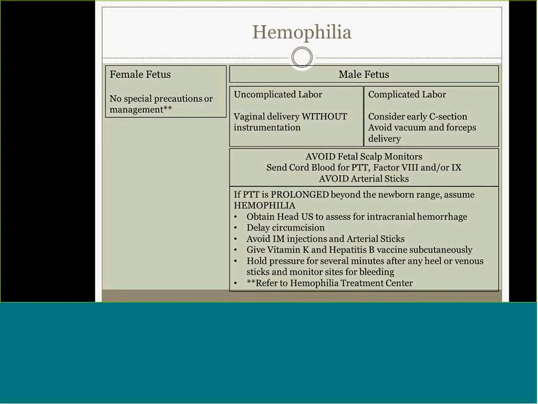If the kids go beyond the normal range, and again, all neonatal PTTs look prolonged, whatever operating system you're using, they are typically prolonged, but if it's beyond the normal range adjusted for gestation, you pretty much assume hemophilia. Get a head ultrasound before that child leaves the nursery. Delay circumcision. You want to avoid IM injections and arterial sticks. You can give vitamin K either orally or sub-Q, and you can give your hepatitis B vaccine sub-Q.